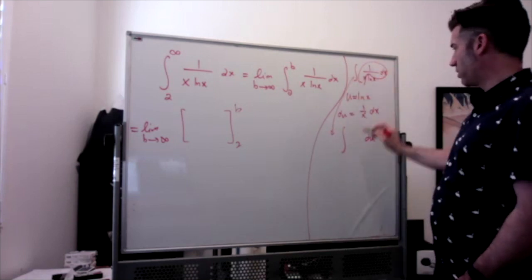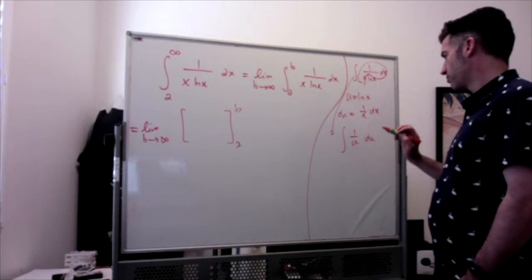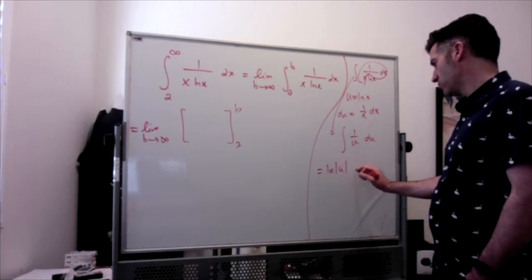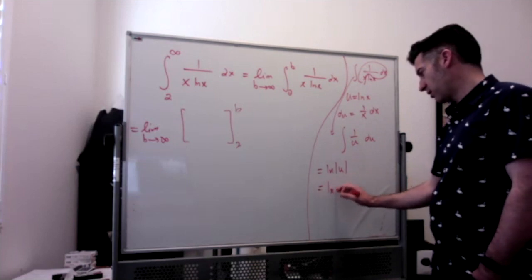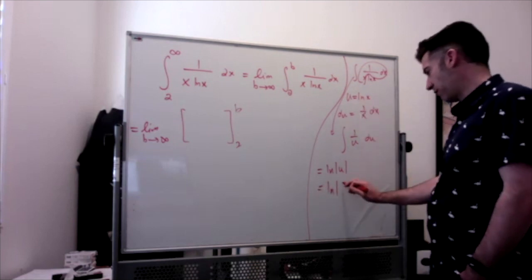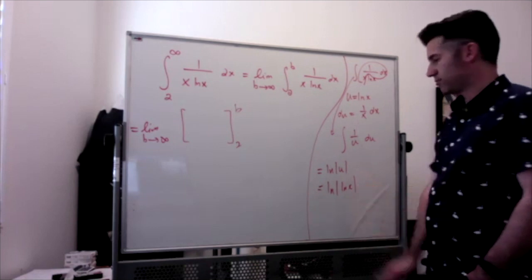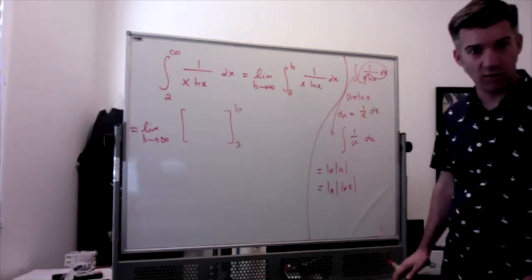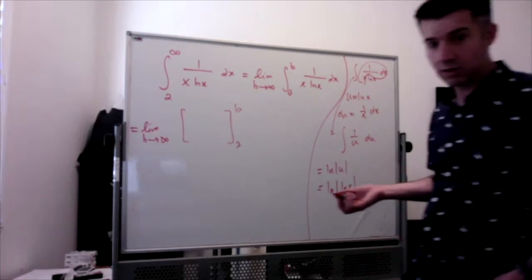And I've got a 1 over u. So that's going to be the natural log of the absolute value of u, which is then going to be the natural log of the absolute value of the natural log of x. We don't worry about the plus c here because it's just the work on the side for our own use.